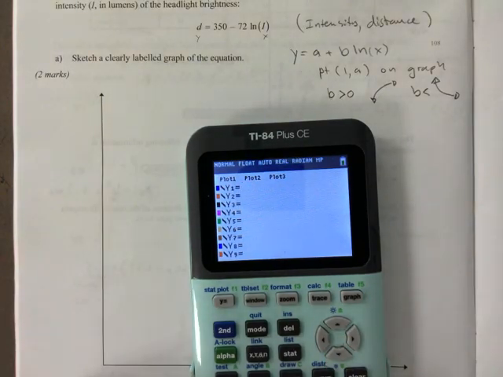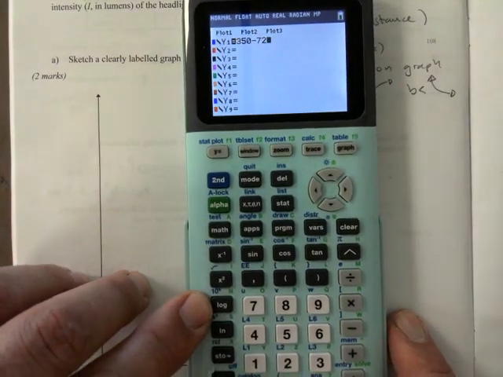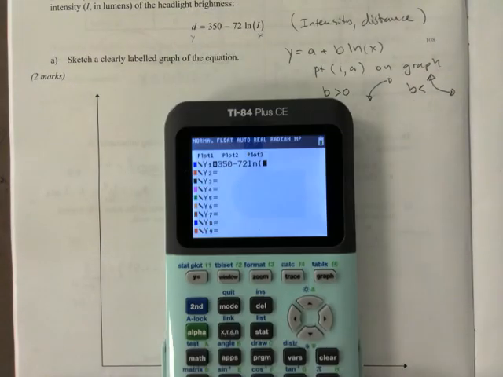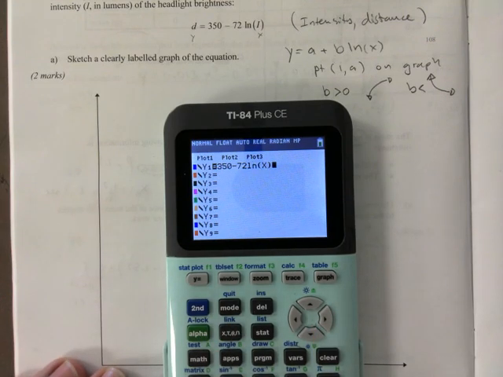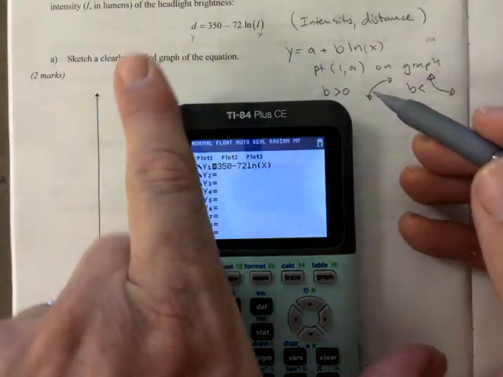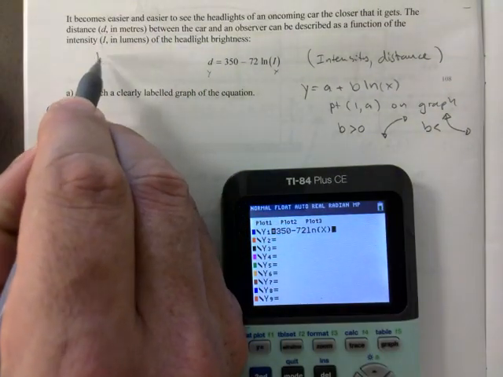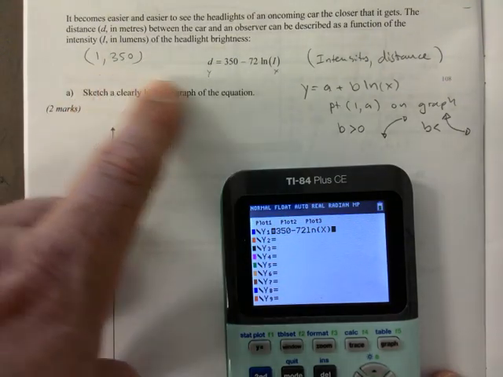Here we go. 350 minus 72 ln is right here under log. So you got to watch out. Sometimes it's log, sometimes it's natural log. So we go natural log of x. Close bracket. I'm going to go back to the equation. I can tell that this is going to give me a 1,350 on the graph.